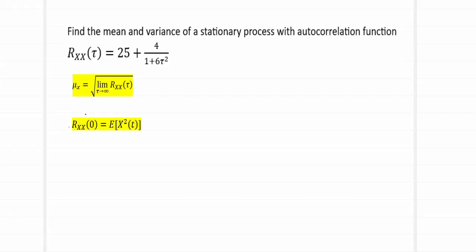In the second problem, we have to find the mean and variance of a stationary process with autocorrelation function Rxx of tau equal to 25 plus 4 divided by 1 plus 6 tau square. We know that mean is given by the formula mu x equal to limit tau tending to infinity Rxx of tau. But when we substitute tau as infinity over here, what will happen? We will have 25 plus 4 divided by 6 tau square. So this will become 6 times infinity plus 1. So what will happen? This infinity times 6 and this plus 1, everything in the denominator will now move to infinity.